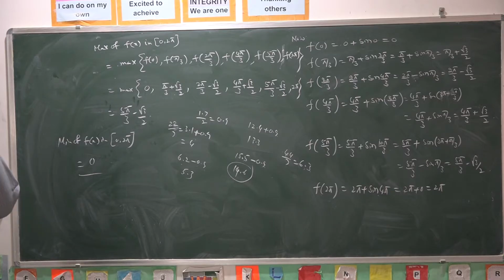So in the given interval, the maximum means absolute maximum and the minimum is absolute minimum. So you have to consider the absolute maximum and absolute minimum of the function in the given interval. So let us find the values.